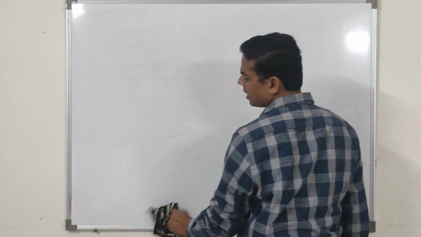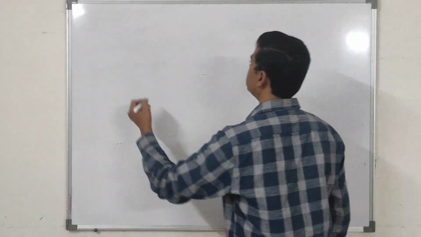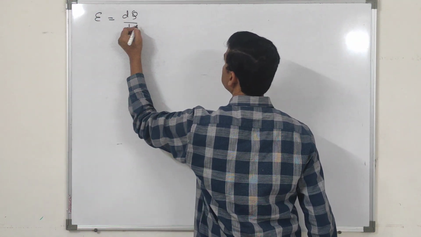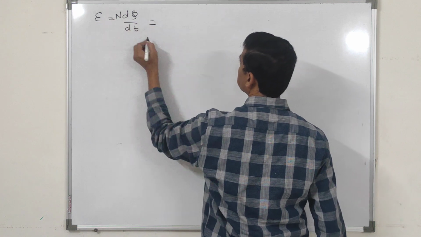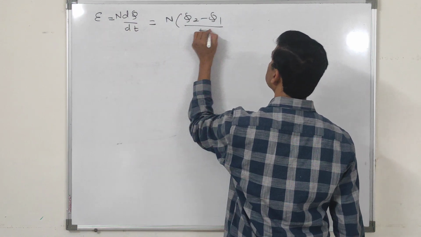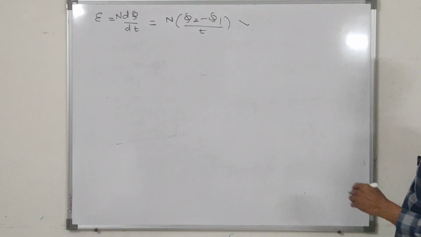So according to Faraday's law of electromagnetic induction, we have this particular formula: induced EMF epsilon is equal to d phi by dt. This is for one turn; if there are n turns, then we will multiply it by n. So finally we have phi 2 minus phi 1 upon t. This is the general formula for Faraday's law of electromagnetic induction.